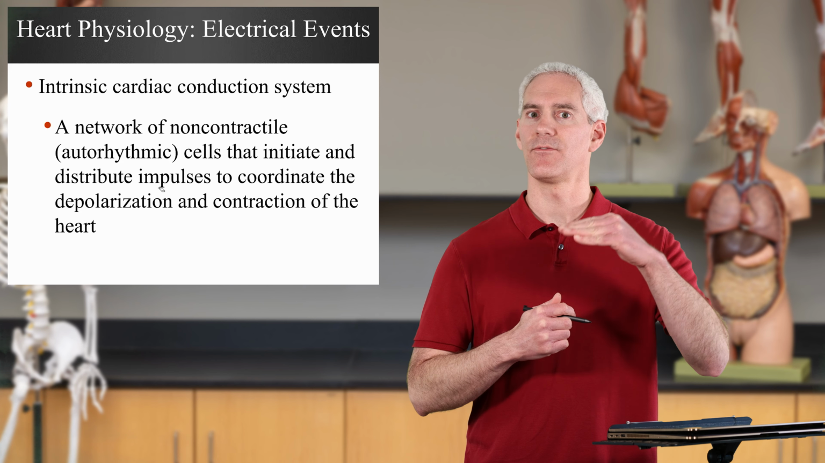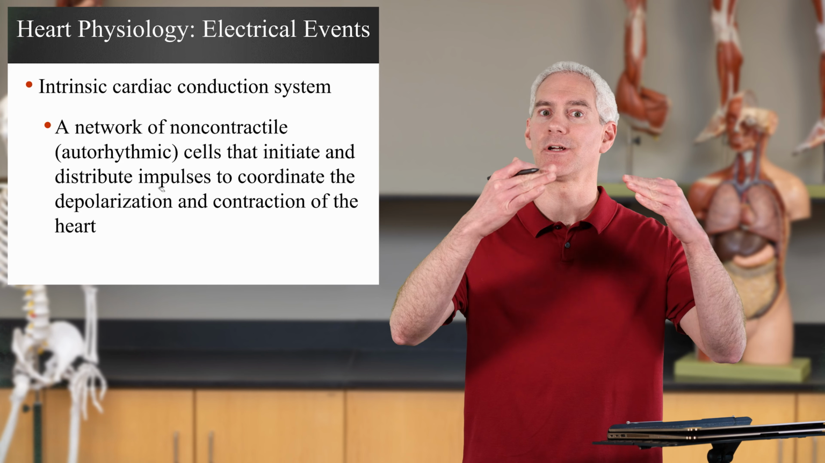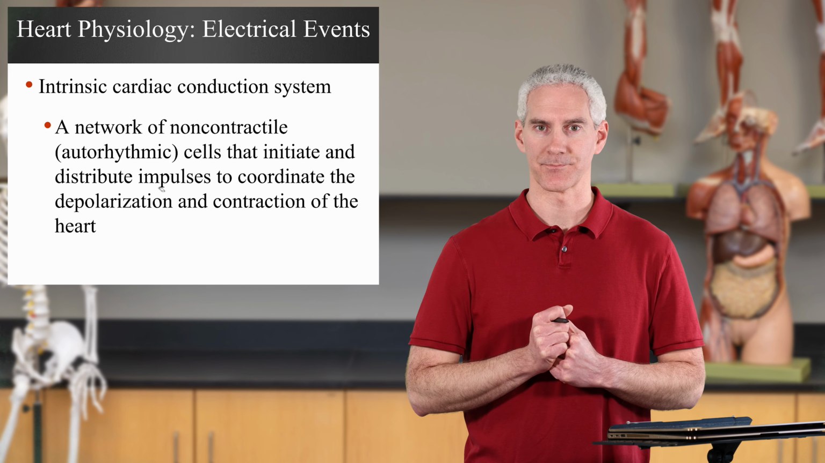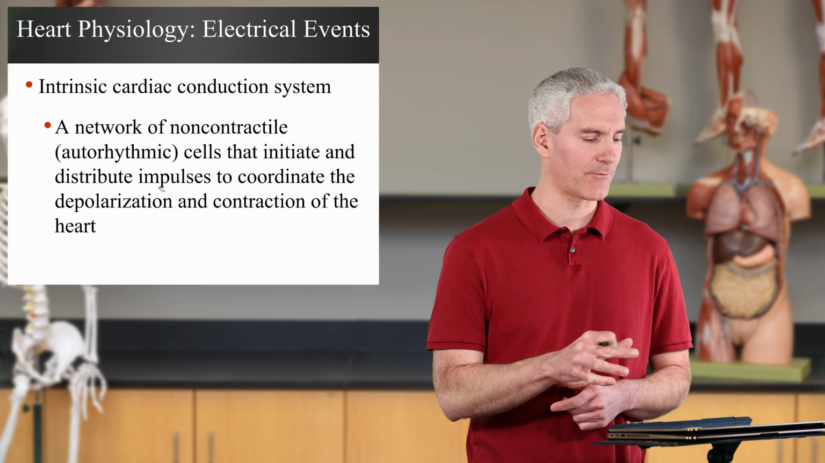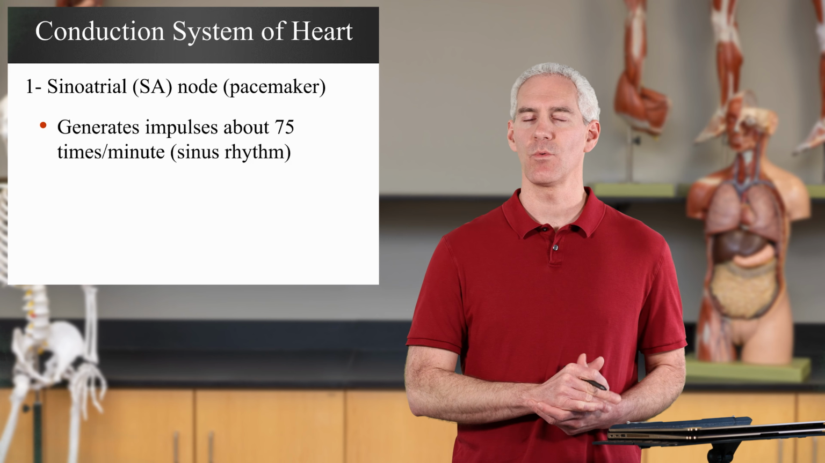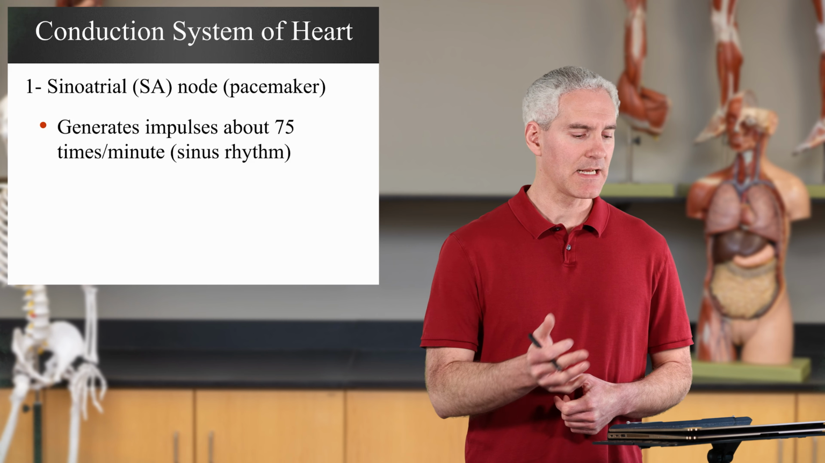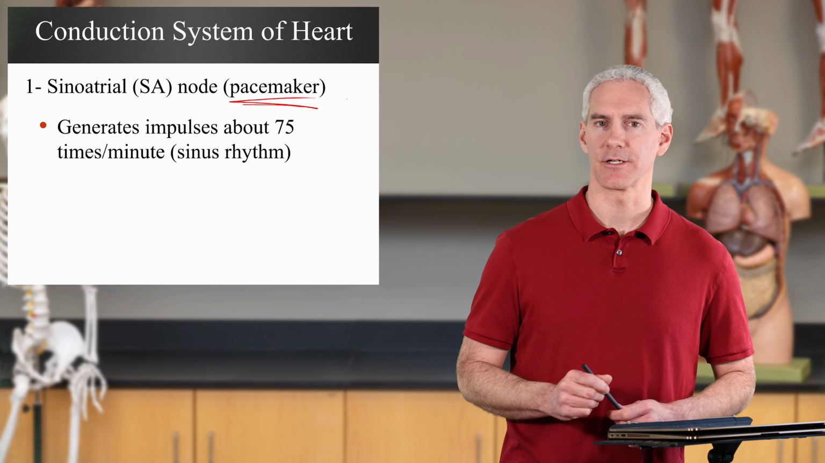Atria first, ventricles second. This allows the blood to be pushed from the atria down to the ventricles, then out of the heart. So there are 5 main structures you look at for this entire autorhythmic system. First one is the SA node, or sinoatrial node. Now this SA node is known as the pacemaker.